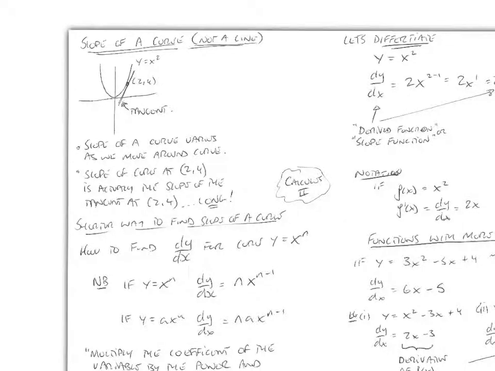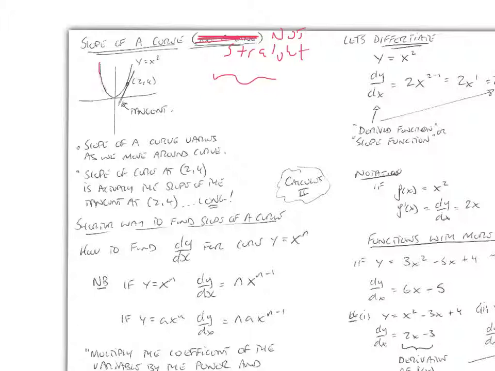Now let's consider how to find the slope of a curve, not a straight line. That should say, because that is a line. It's not a straight line, but it is a line. So that should say: how to find the slope of the curve, not a straight line. Okay, so here's our curve.